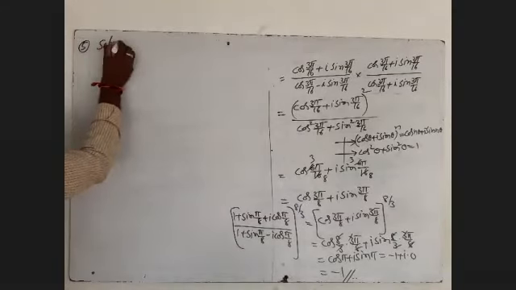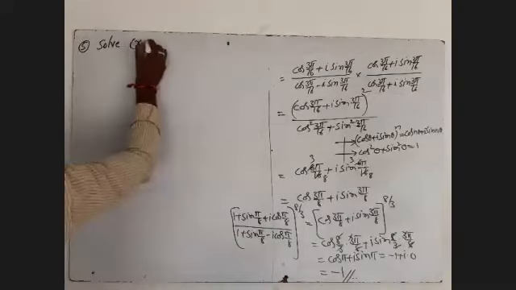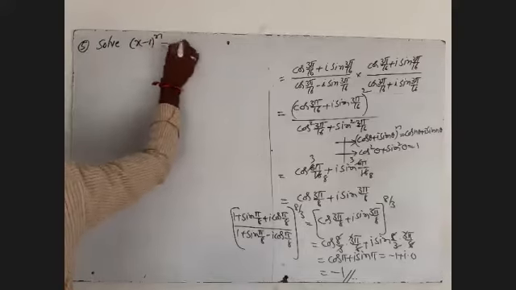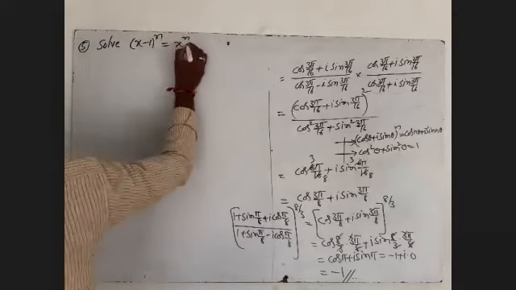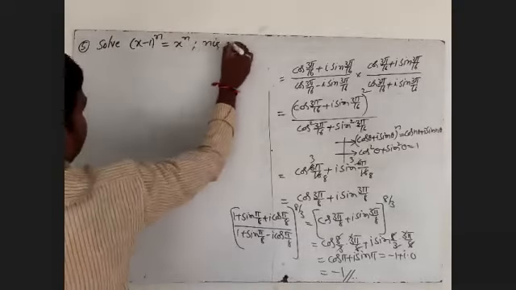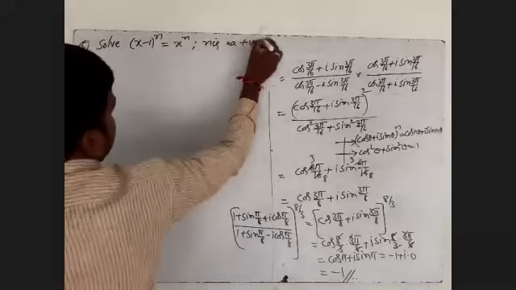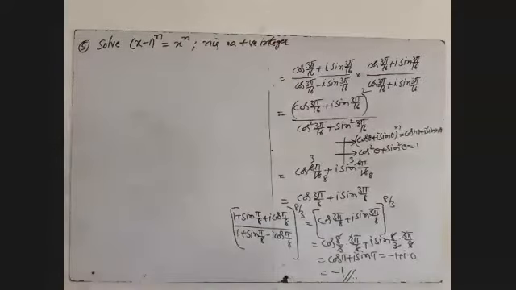Solve (x minus 1) whole power n is equal to x power n, where n is a positive integer.